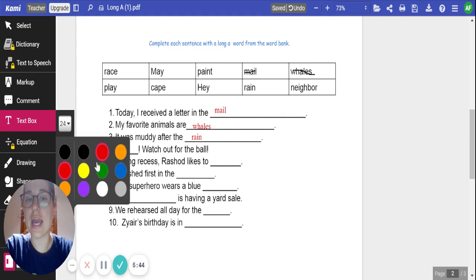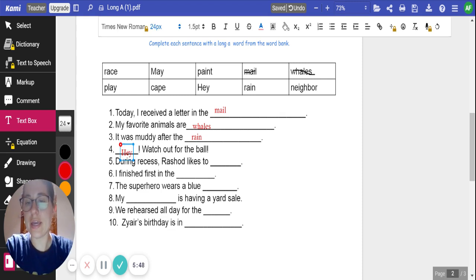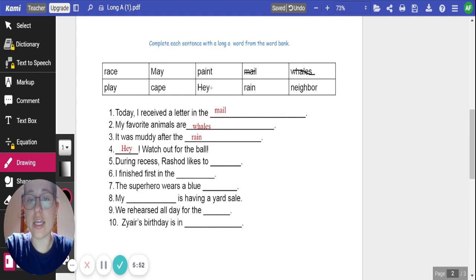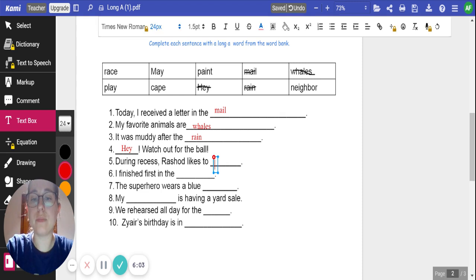Let's put in hay. H-E-Y. Hay. Watch out for the ball. I'm going to cross off hay and also rain because I forgot to do that. And our last one we're going to do together. During recess, Rashad likes to, I'm going to type in paint. Paint.